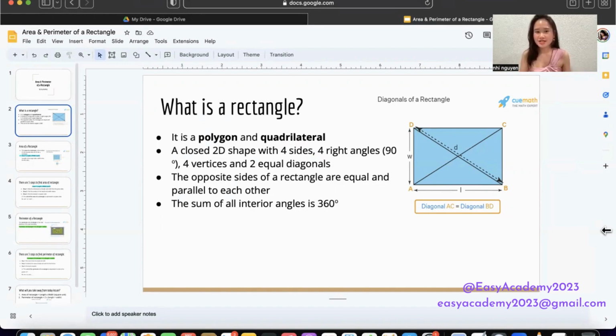The opposite sides of a rectangle are equal and parallel to each other. So in this case, we will have AD is parallel with BC, and they are equal. AB will be parallel with DC, and they're equal. And finally, the sum of all interior angles is 360 degrees.